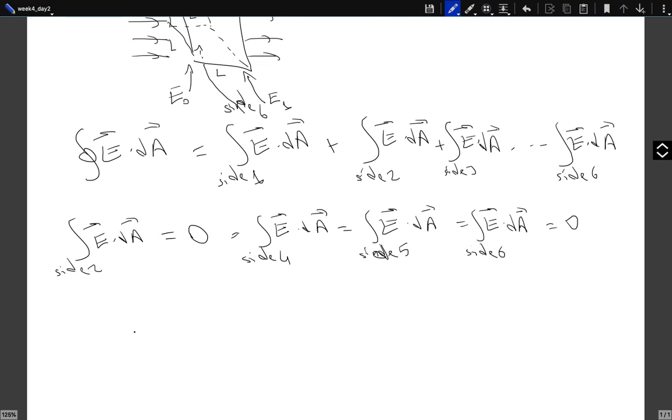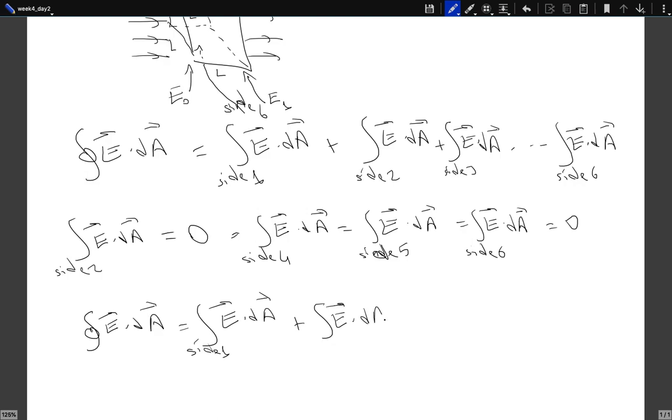So what remains? E dot dA is equal to E dot dA on side 1 plus E dot dA on side 3. So we just need to evaluate these two integrals. Now let's start from the first one, on side 1.